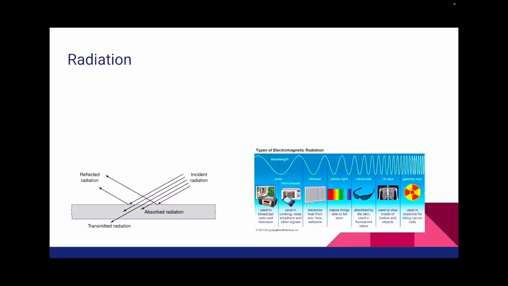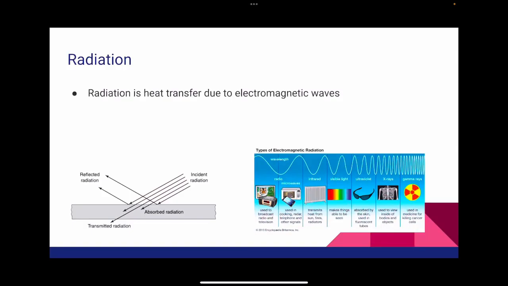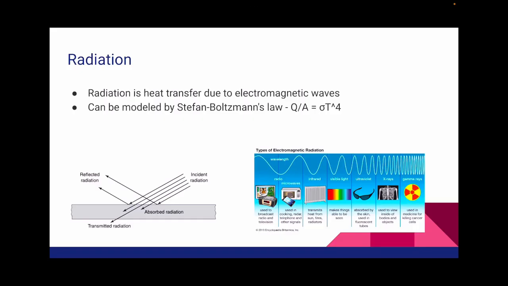The last method of heat transfer that I would like to talk about is radiation. Radiation is different than the other two heat transfer methods because it is due to electromagnetic waves. And these electromagnetic waves can have three incidents upon an object. You can see that it can reflect, which is called reflection. It can be absorbed, which is called absorption, or it can be transmitted, which is called transmission.